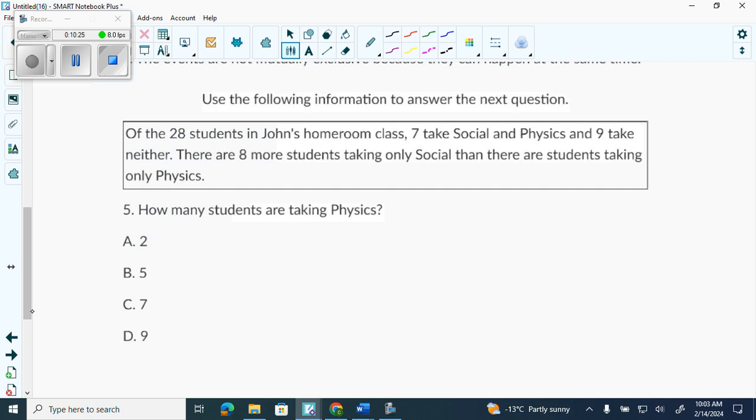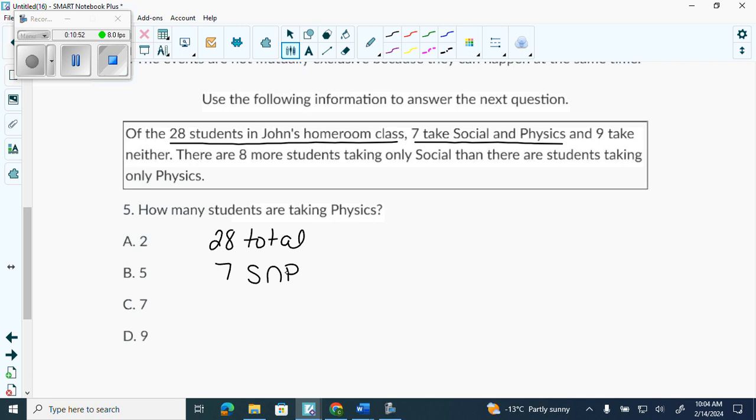Next one says, of the 28 students in John's homeroom class, so I know I have 28 total. 7 take social and physics. I'm writing this down for myself. This was a written response. I would have to say let S represent social, let P represent physics. I can't short form, but it's multiple choice, so I can do this.